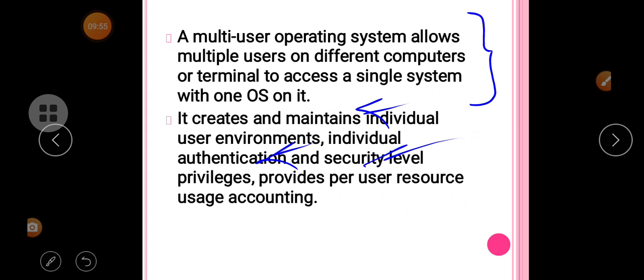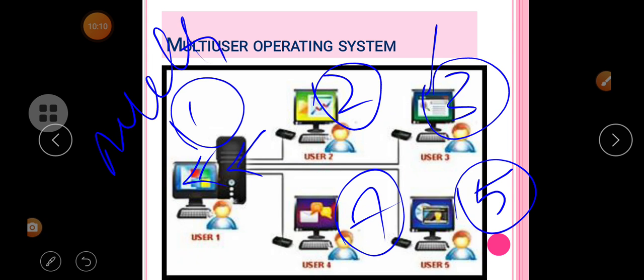It creates individual authentication and security levels, and provides per-user resource usage accounting, in the sense it creates and maintains individual accounts. For example, in your system you will have many different usernames, is it right? For every user there will be a different username and password. Each individual user has individual access to the operating system.